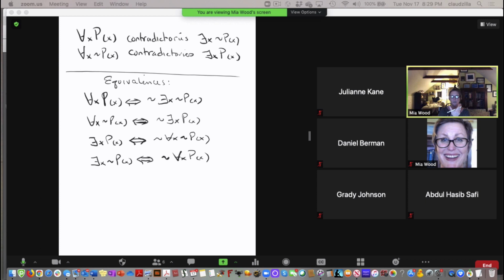We want to know these equivalences for a number of reasons, not least of which is it's really easy to get lost in them, right? But when we're really having to focus on what it is that we're saying when we say everything is or nothing is, then we've got this benefit.